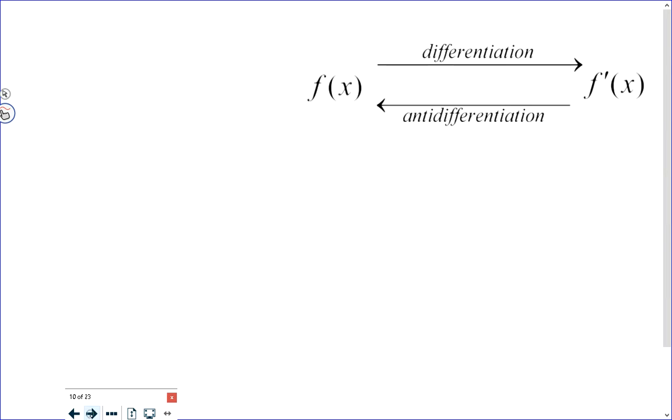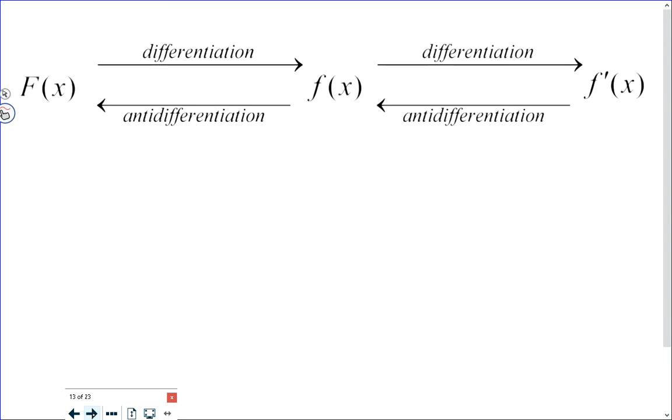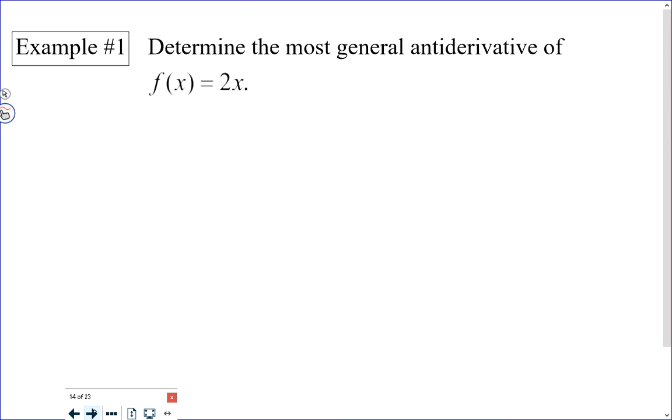We've also introduced this concept of capital F of x. Well, capital F of x is an antiderivative of f of x. So to go from f of x to capital F of x requires you antidifferentiate, which means to go from capital F of x to f of x requires that you differentiate. On this diagram, moving to the left is antidifferentiating and moving to the right is differentiating. All right, I'm going to keep coming back to the idea that the antiderivative of a function is what you would differentiate to get the function.